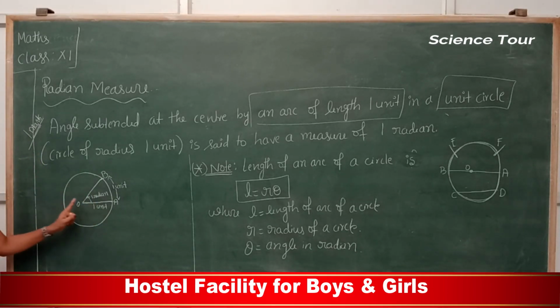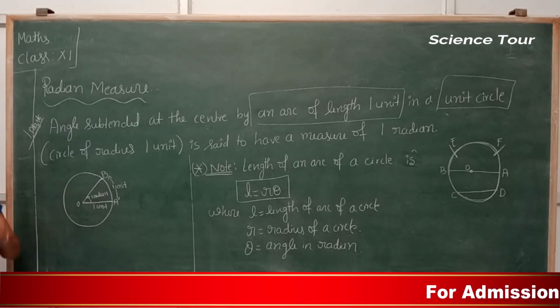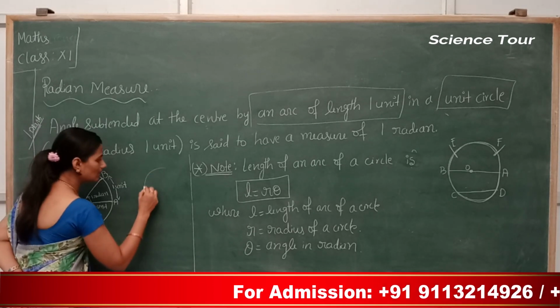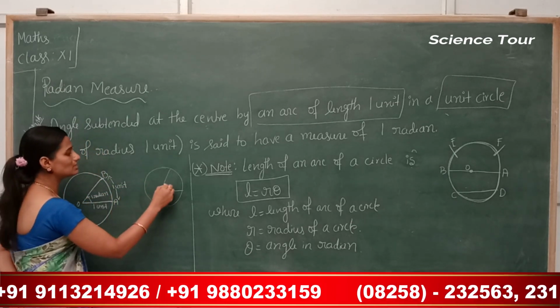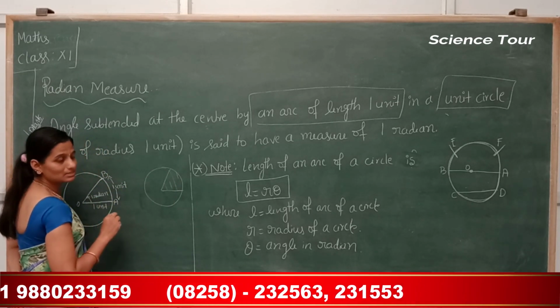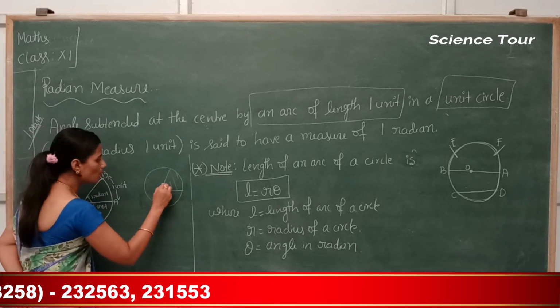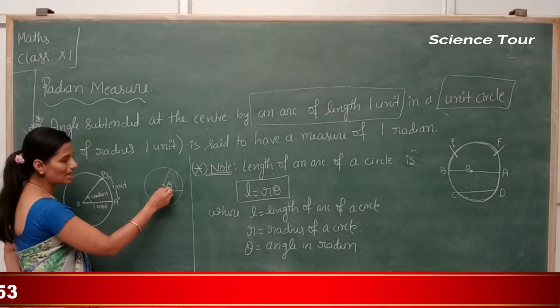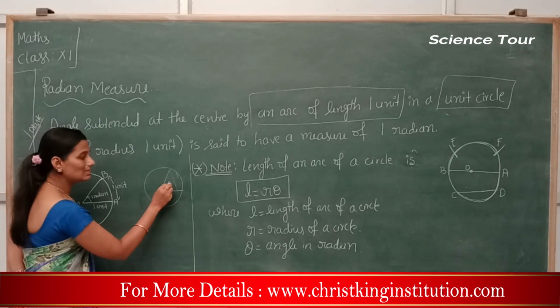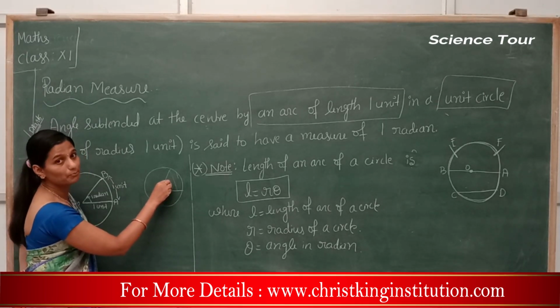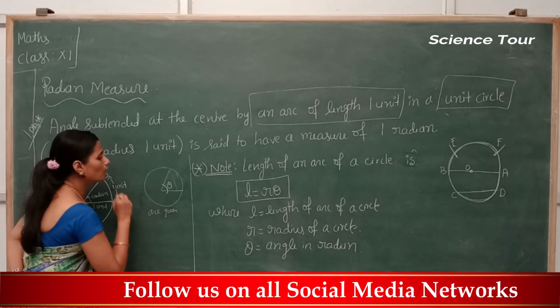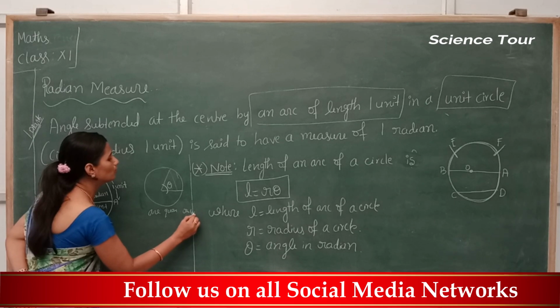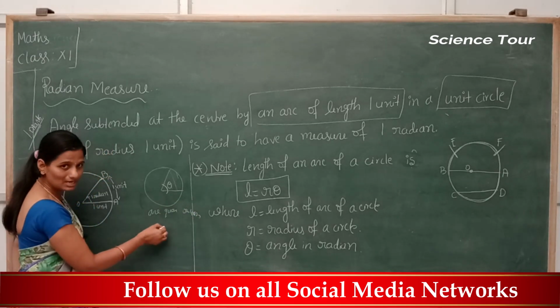Clear? Then it is called 1 radian. In your 10th class you studied this. Here, what is the area of the shaded region, the area of this segment? What is this theta? Theta is the angle at the center, measured in degrees. For example, find the area of a quadrant whose radius is 4 units or 4 meters. That you studied in your 10th class.